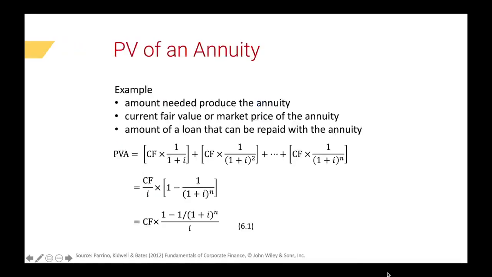Annuity due is when cash flows occur at the beginning of a period, for example, a lease. Present value of an annuity. What is the amount needed to produce the annuity? What is the current fair value or market price of the annuity? And what is the amount of the loan that can be repaid with the annuity? Here on the screen, you see the formula for this calculation.